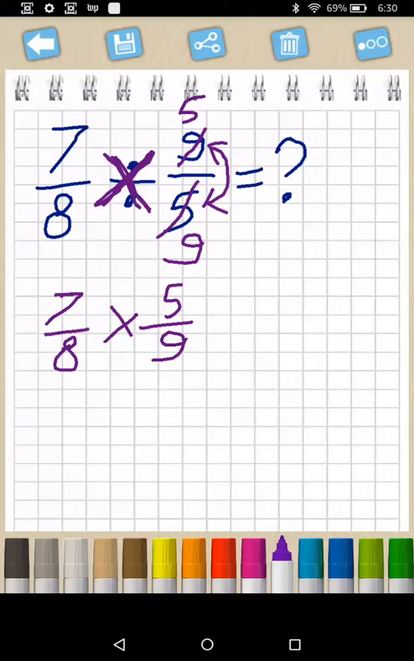In this case, we can't cancel anything out because these numbers don't divide into each other. So we just end up with 35 over 72. And that's it.